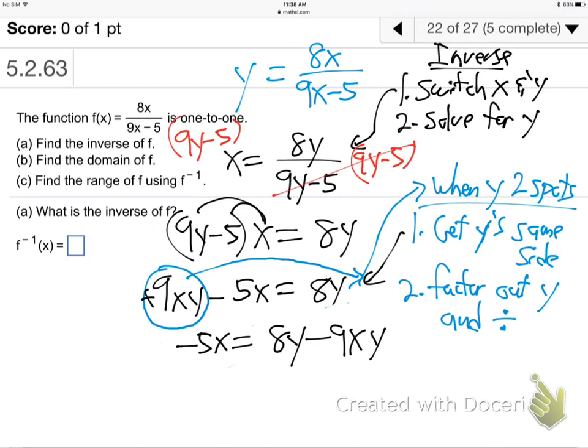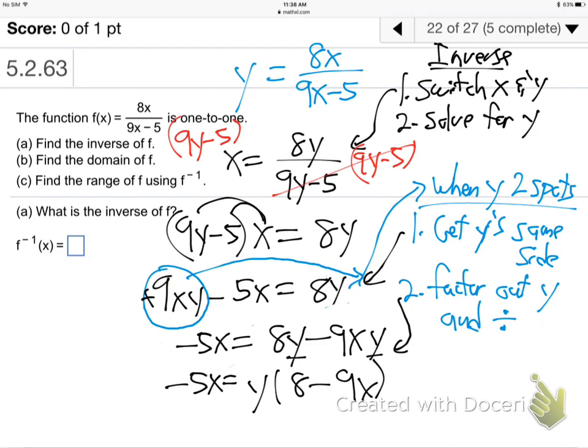In front of it was nothing, which is plus. Jumps over, now it's minus. Okay, now the 2 y terms are on the same side. Now what do we do? Factor out. Factor out. That's how you get y to be in only one spot. It's by factoring.